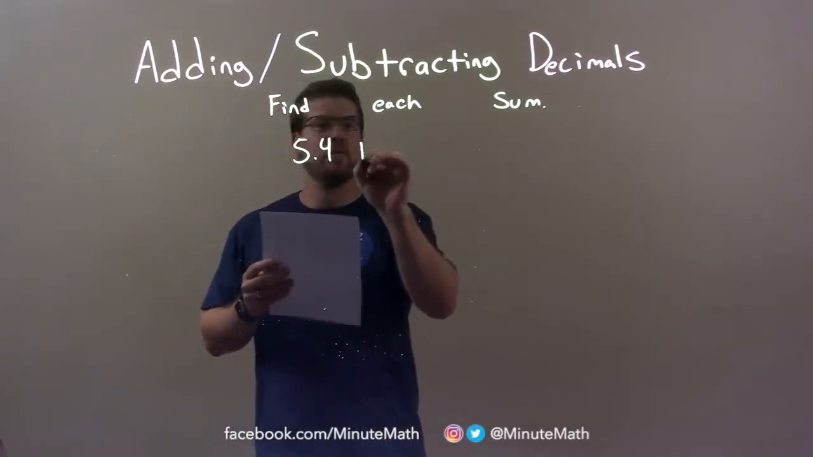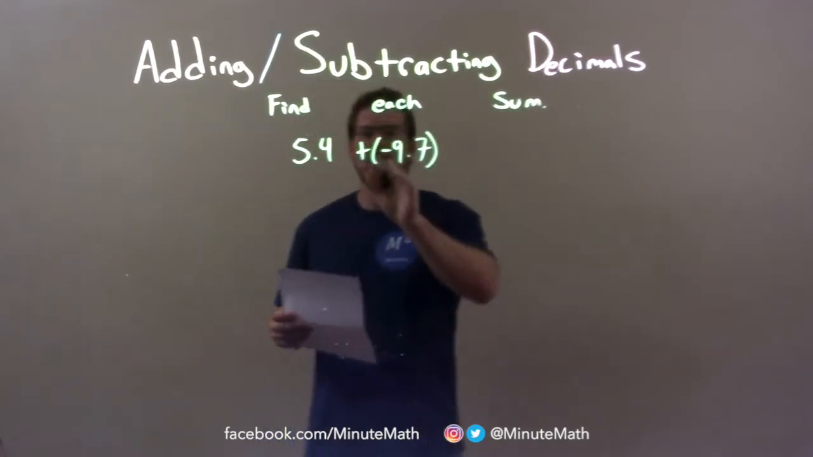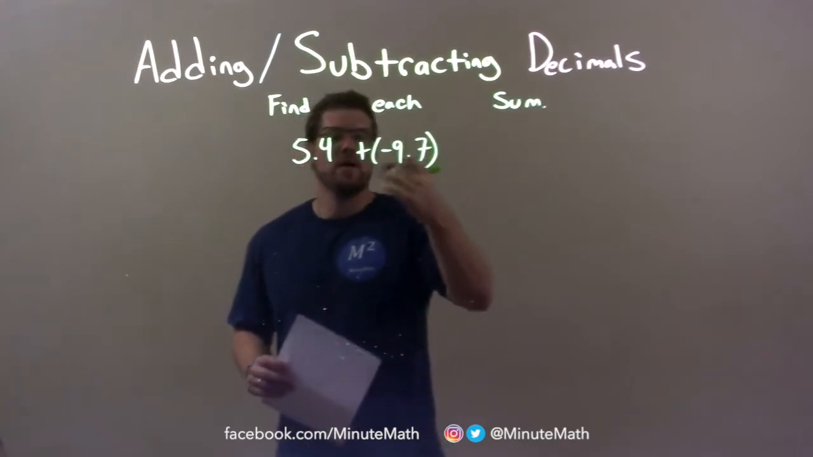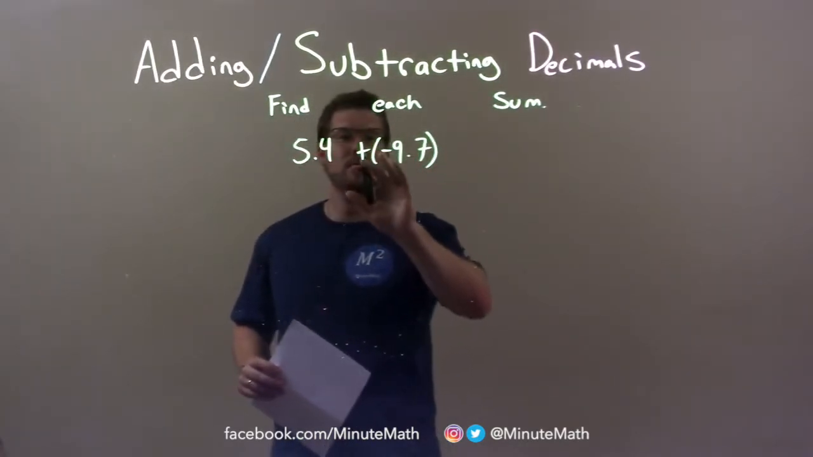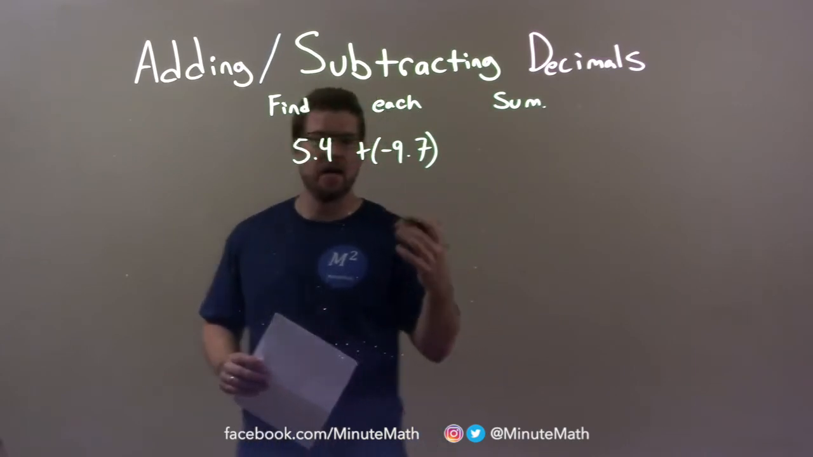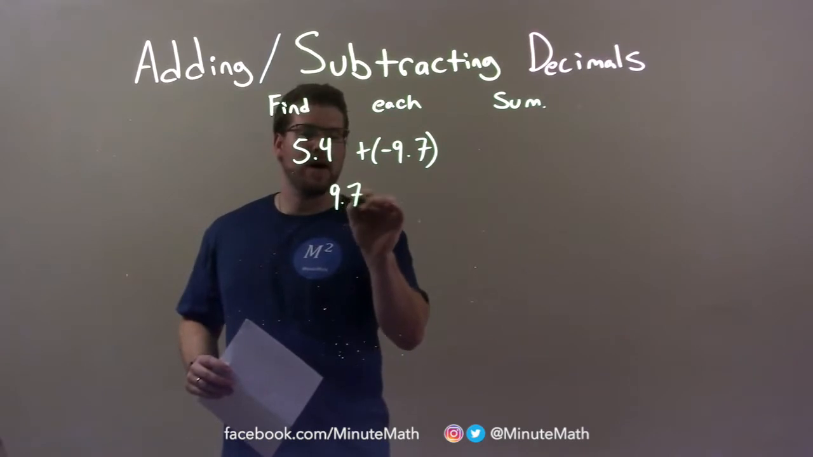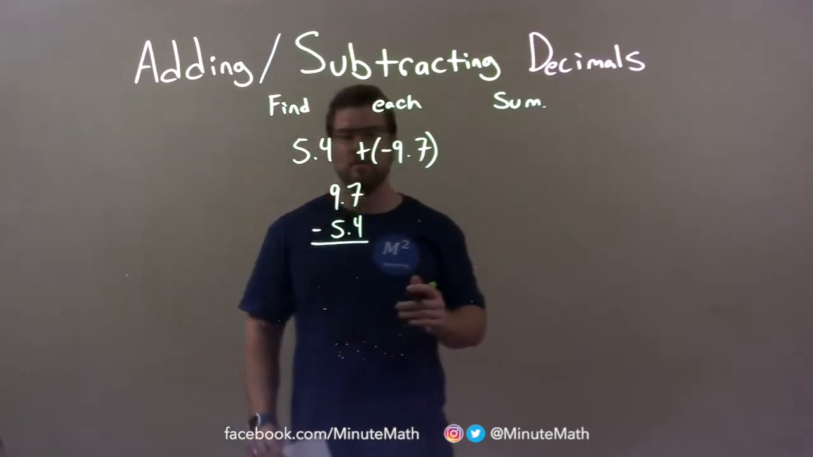5.4 plus a negative 9.7. Okay, so we have 5.4 plus negative 9.7. Well, the negative number here is large, so I know when I add these two together, my overall number is going to be negative. So my little technique right here is I'm going to put 9.7 up top and subtract 5.4, because essentially we're just finding the difference between these two numbers.